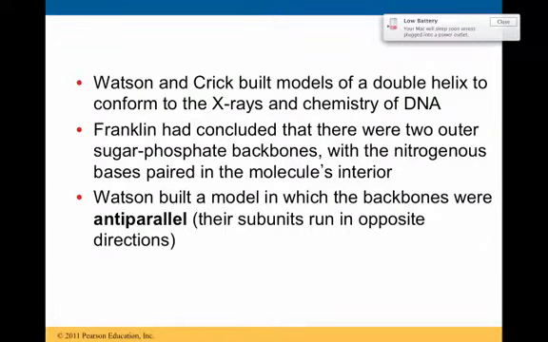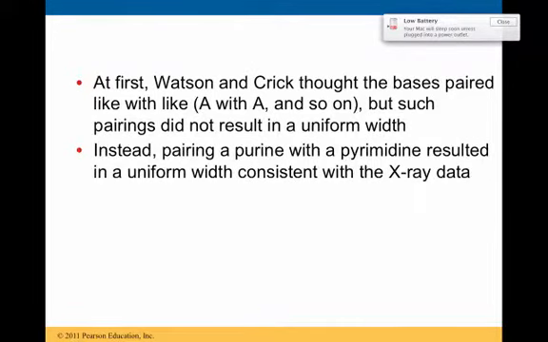Okay, Watson and Crick were able to build models of a double helix that lined up with the X-ray crystallography and the chemistry of the DNA. Franklin concluded that there were outer sugar phosphate backbones with nitrogen bases in the middle. Remember Chargaff helped come up with those rules for how those bases pair up. Okay, and Watson built a model where the backbones were anti-parallel and the subunits ran in opposite directions. First, like I said, Watson and Crick thought that A bonded with A, C to C, G to G, and T to T.